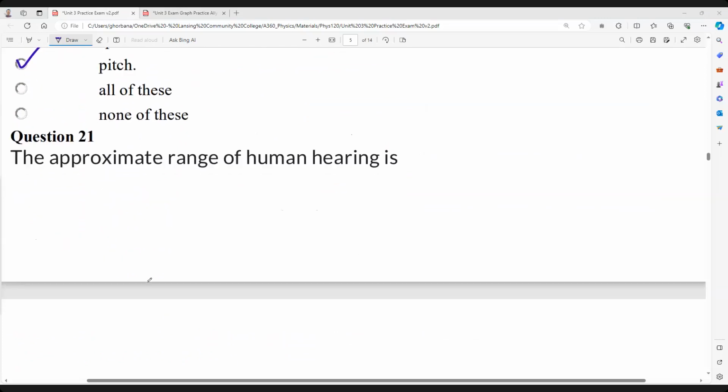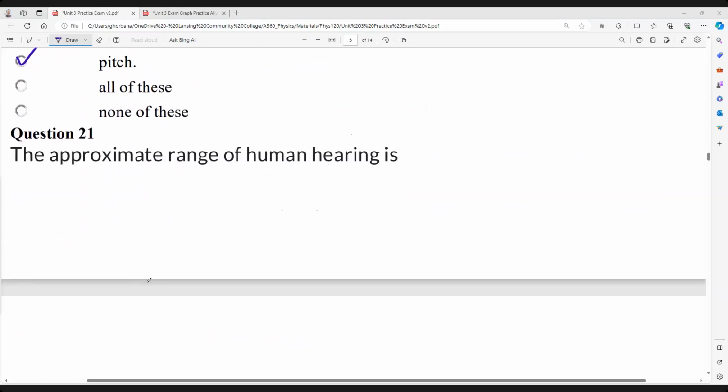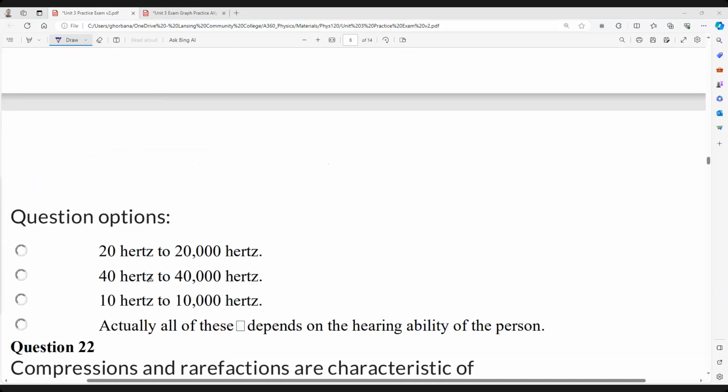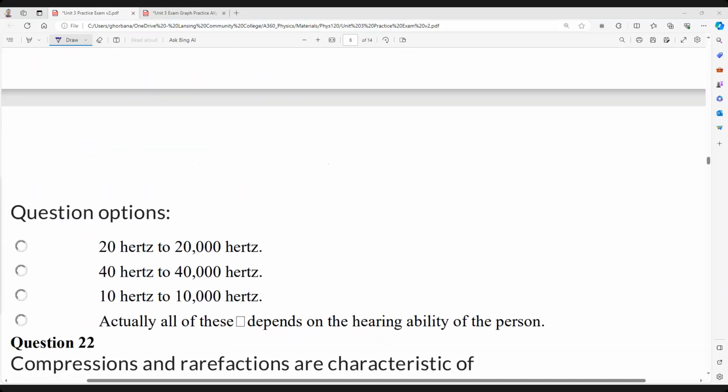Number 21. The approximate range of human hearing. Again, this is something that you need to memorize. Which one is the right answer? 20 hertz to 20,000 hertz. Perfect. This is the range of frequency of sound that a human can hear.